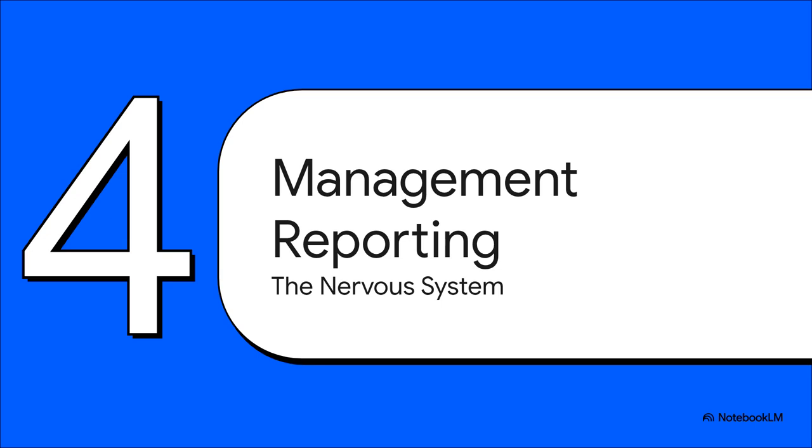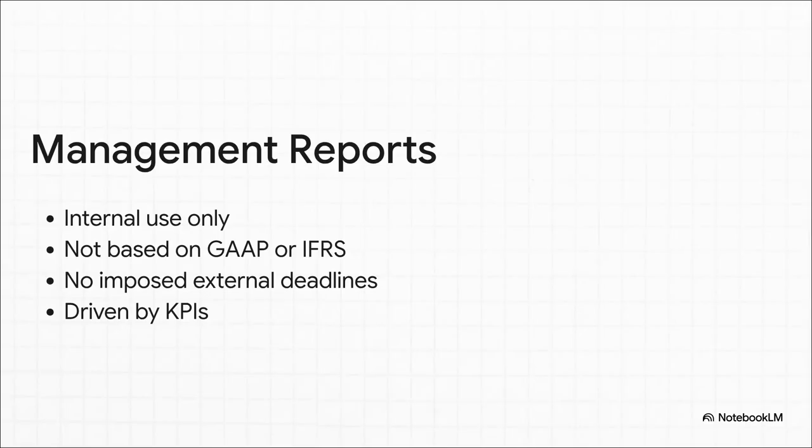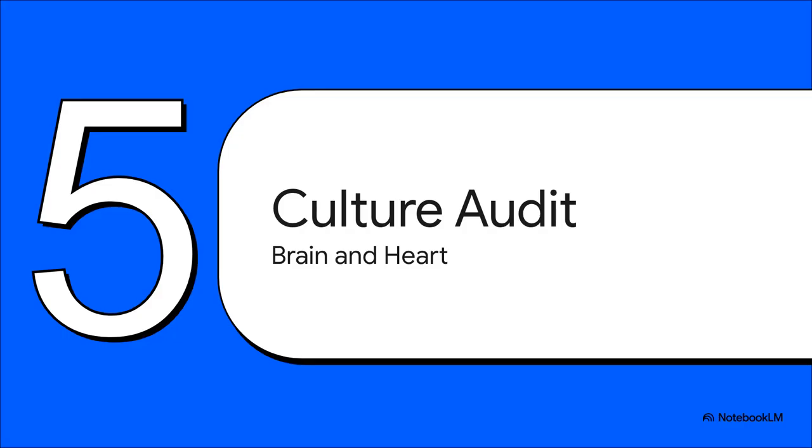Let's pivot to Pillar 4, management reporting. This is the nervous system. If the previous pillars were the muscles and the blood, this is the network sending vital, real-time signals all across the entity. Unlike your standard regulatory financial statements, these reports are strictly confidential internal business intelligence tools. They aren't bogged down by GAAP standards or external deadlines. This setup allows leaders to monitor key performance indicators and pivot their strategy immediately, completely based on their own internal clocks.